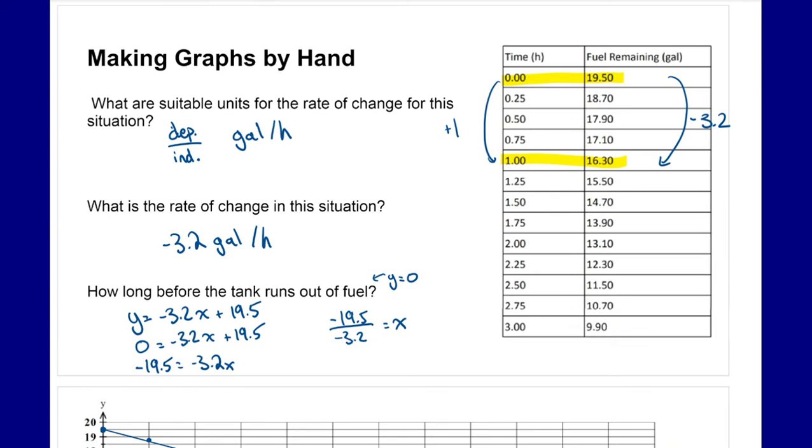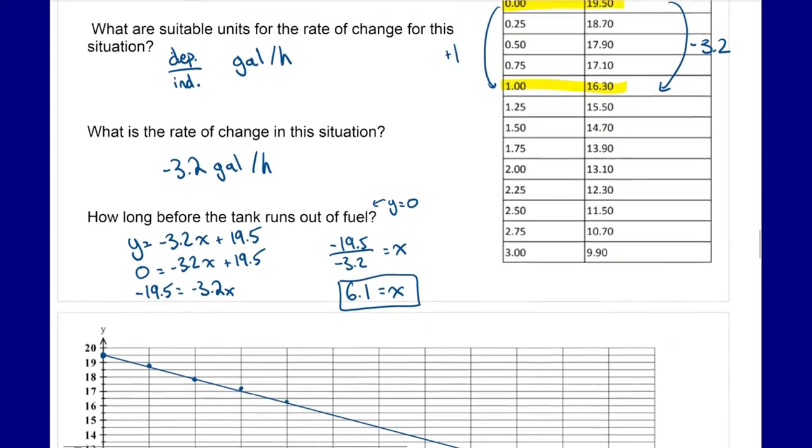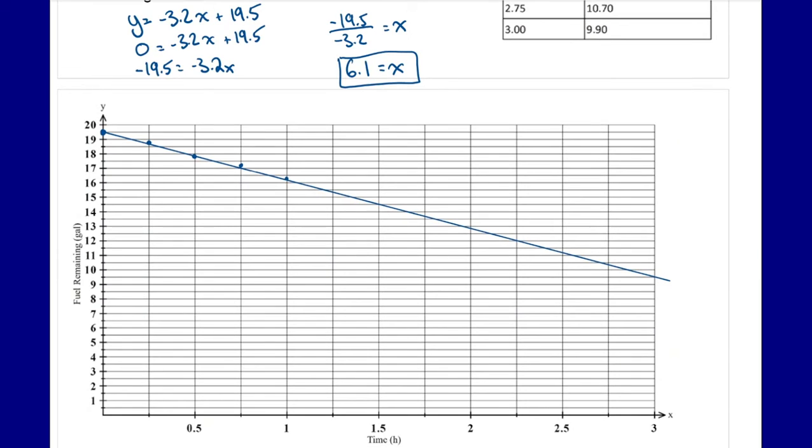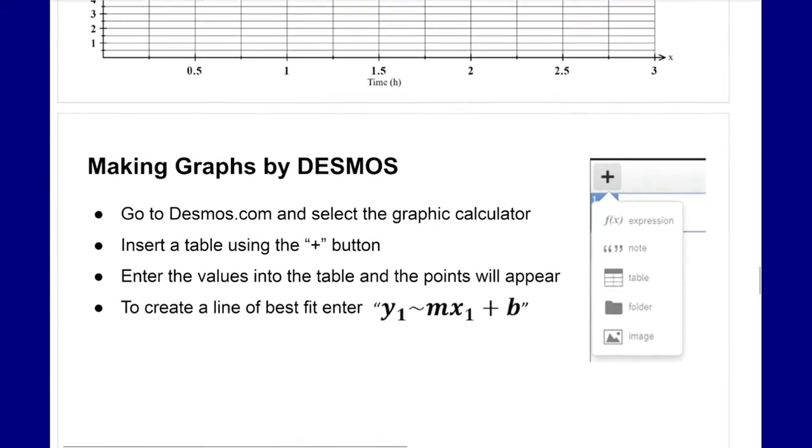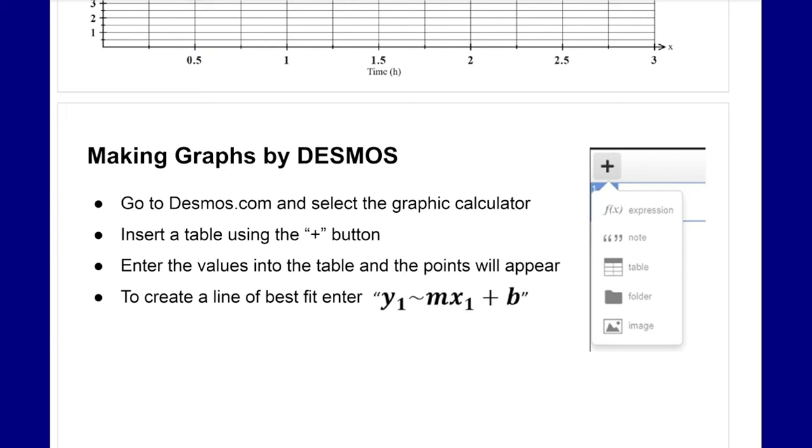And we got a value of 6.0 or 6.1 for x. So based on the equation, we would run out of fuel after 6.1 hours, or just before 6.1 hours. And again, we could continue our table following that pattern. We could extend our graph and continue that way as well. Different ways that we could reason through it. Now, we could also do this in Desmos. We could create the table in Desmos and go through that entire process rather than doing it by hand.